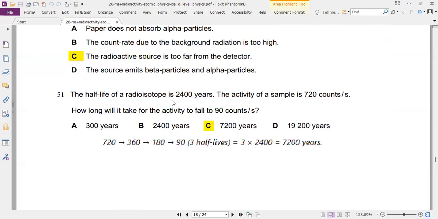So number 51, half-life 24 hours, sample is 720. How long will it take to go to 90? Go from 720 to 90 is 3 half-lives. 3 multiplied by 24 gives you 72. Yes.